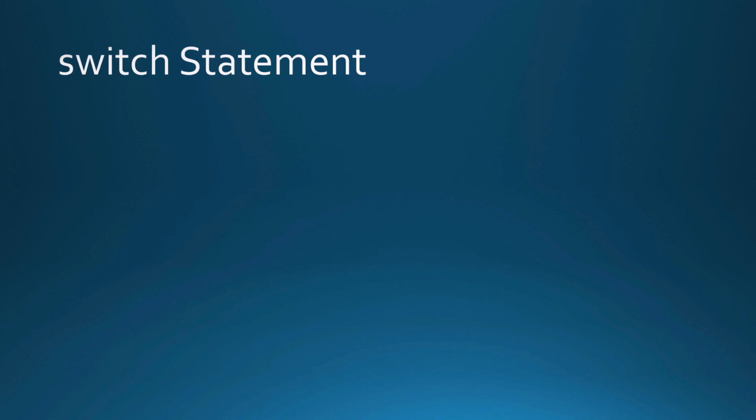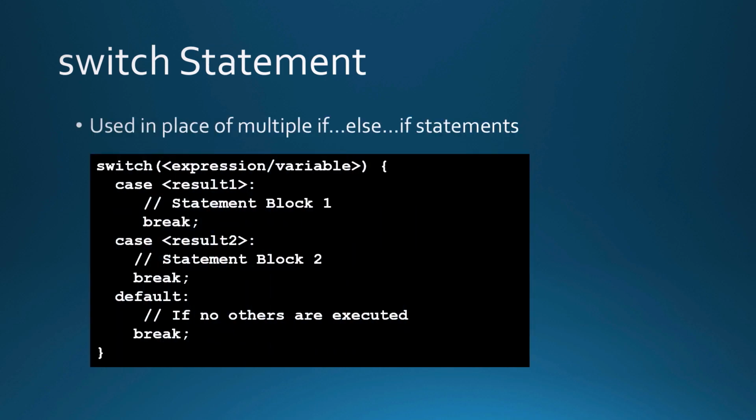The switch statement in C# is very useful. You're going to use this in place of multiple if-else-if statements when you have a single expression or a single variable that returns a single result. Once you switch on that expression or variable, you list all the possible cases that that result could be. So you might have a case result 1 followed by a colon, and then you have either one or many statements that would be part of that result. And then you break, which means you leave the switch statement.